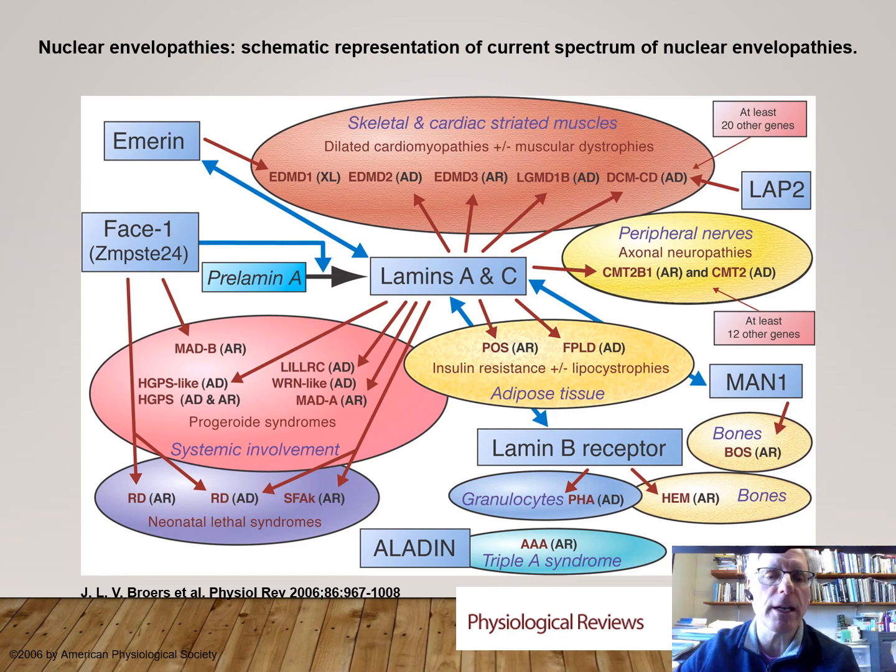And then when it comes to genetic diseases, several different genetic diseases are known to involve either lamins or lamin protein, cytosolic protein interactions. And this shows you essentially some of the interactions of some of those proteins and the genetic diseases they might cause.